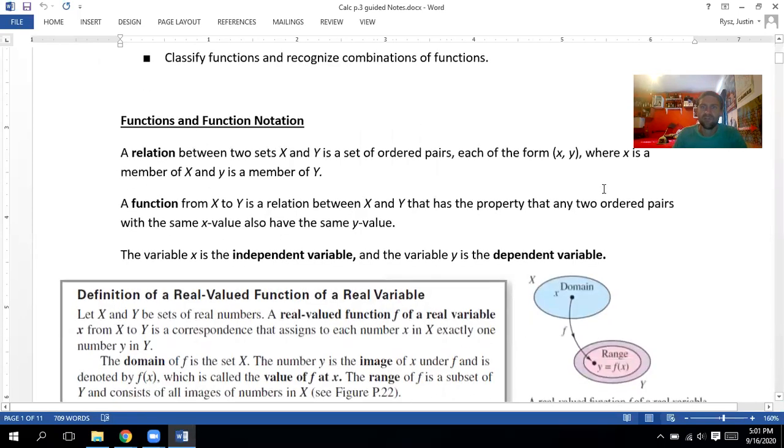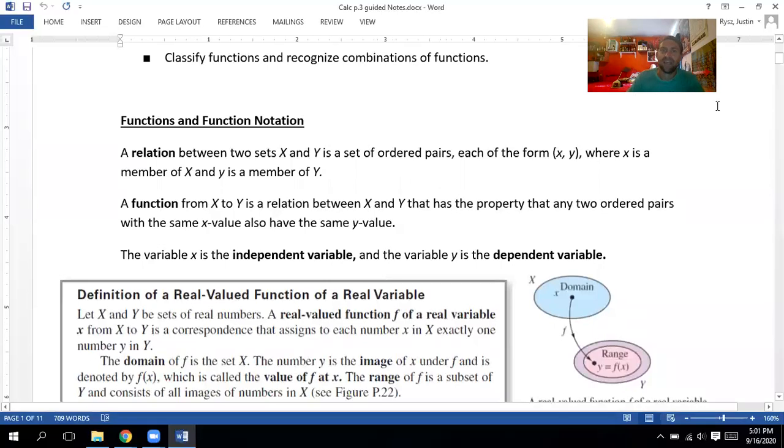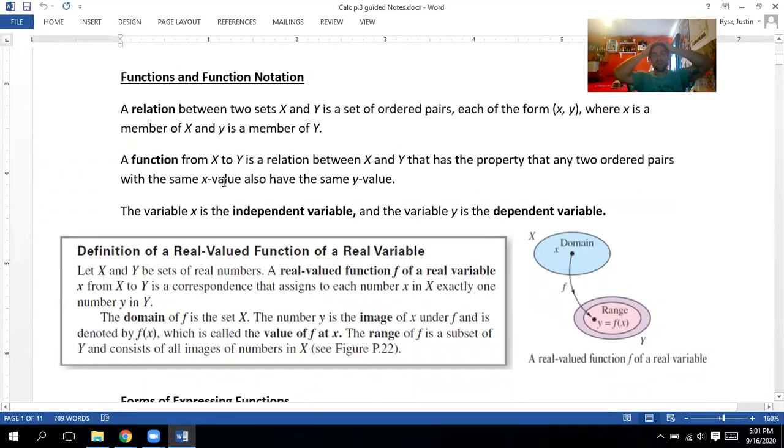So let's talk about what a function is. A function is a relation between two sets of x and y. We usually look at those as a set of ordered pairs, and we form those as (x, y), where x is the member of the x group and y is the member of the y group. A function from x to y is a relationship between x and y that has the property that any two ordered pairs with the same x value also have the same y value. So we want to make sure that no x can have multiple y values to be a function.